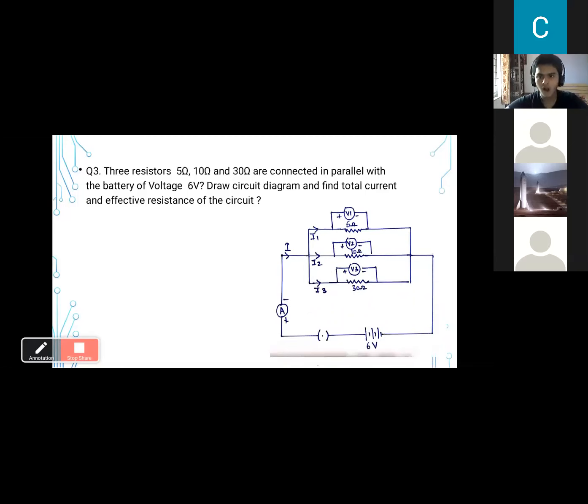So this is the diagram we have drawn. 5 ohm, 10 ohm and 30 ohm in parallel, ammeter in series, and voltmeter in parallel with each of the resistors. I can use the same voltmeter also, as I told you in the previous session. Different voltmeters can be used here, or the same voltmeter, because the voltage is the same across all the resistors in parallel. And you can see I is being divided into I1, I2, I3. So whenever you see current is being divided into different branches, that means the resistors are in parallel.